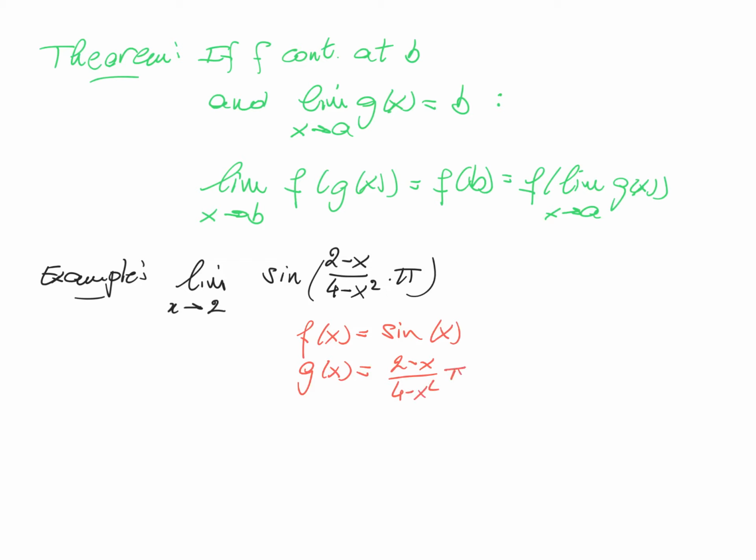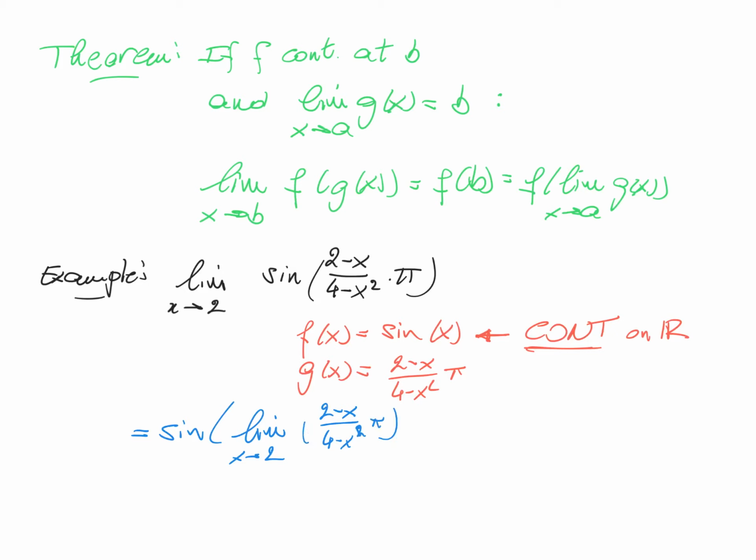And then we also know here, this is sine. Every trigonometric function is continuous on its domain. Sine of x is continuous on R, so there are no problems for sine. Sine is everywhere continuous. So in this case, the limit of the sine of the inner function is the same as sine of the limit of the inner function. So the limit for x to 2 of (2 minus x) divided by (4 minus x squared), times pi.